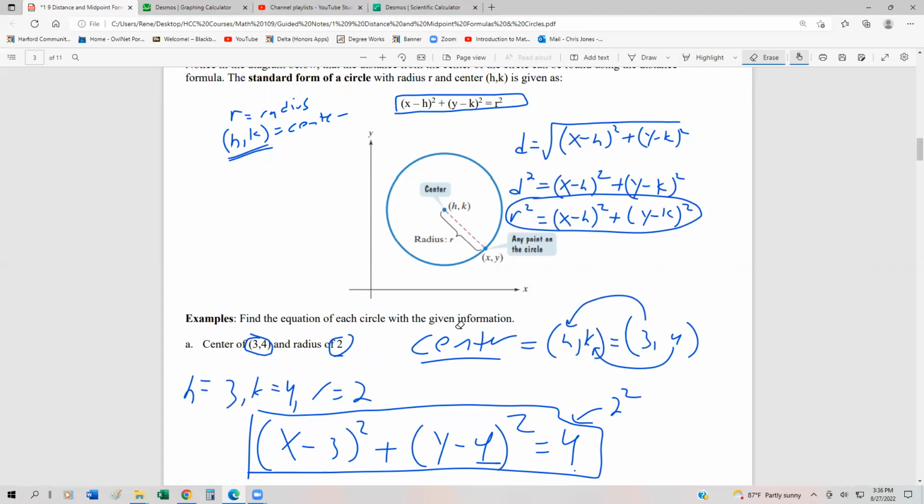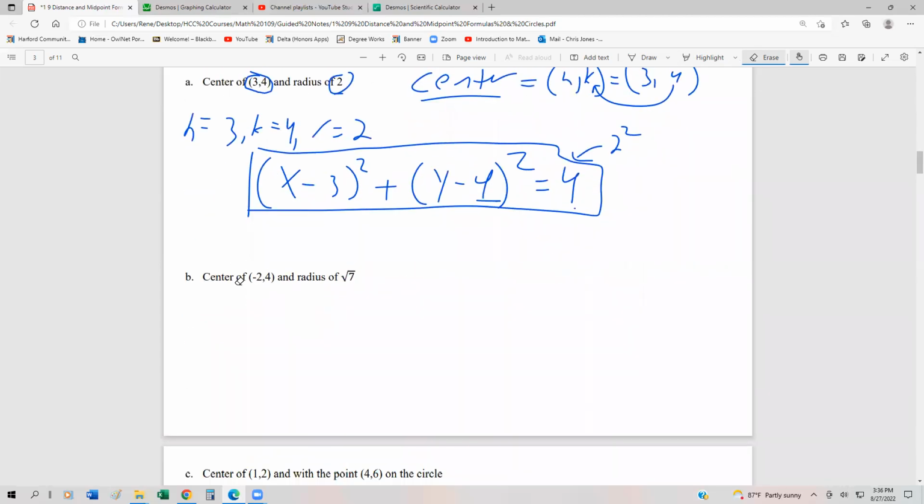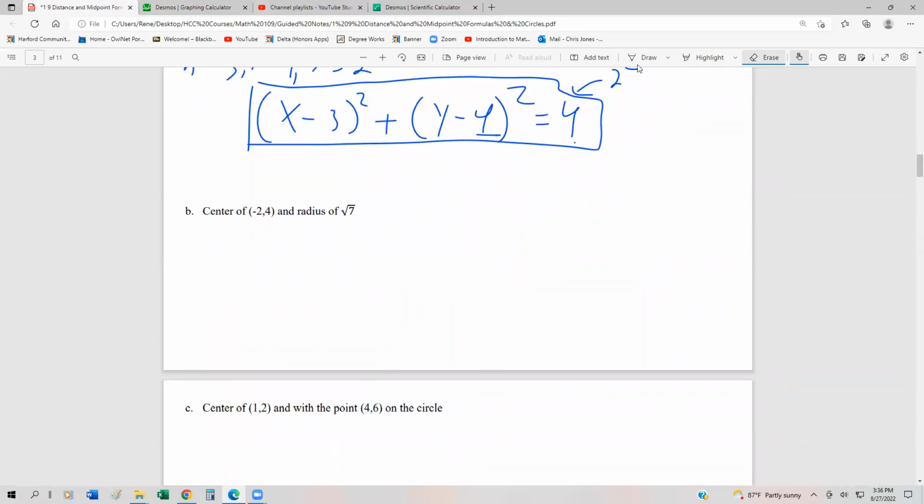Now the next thing we're going to do is the exact same thing, except we have some other not so nice numbers here. We have a center of -2, 4, and a radius of 7. So we know that h is going to be -2.